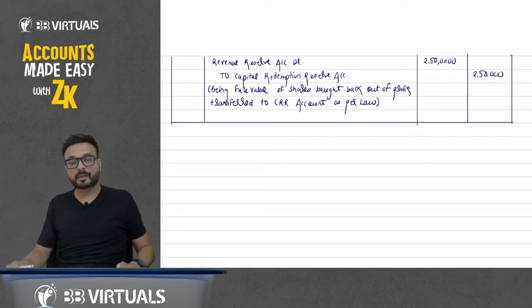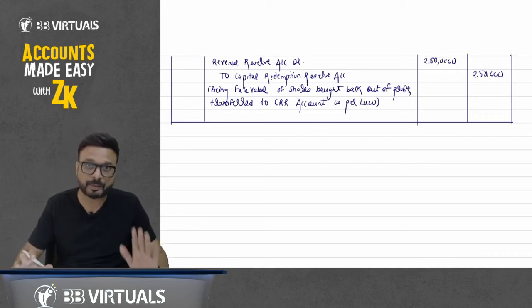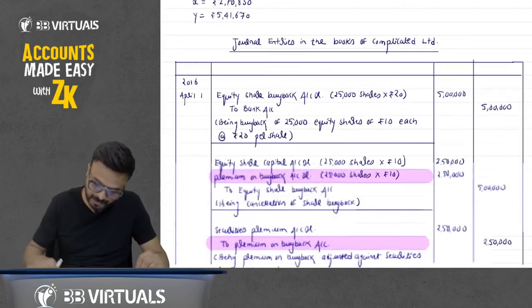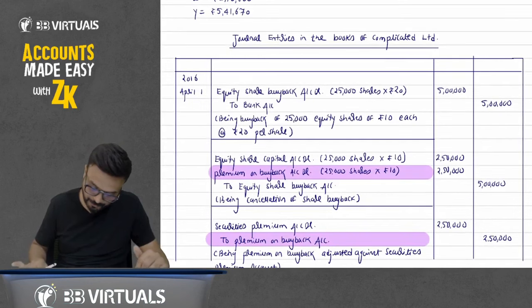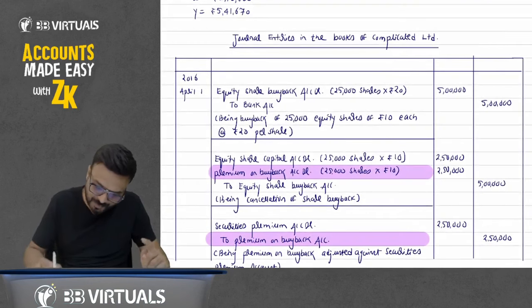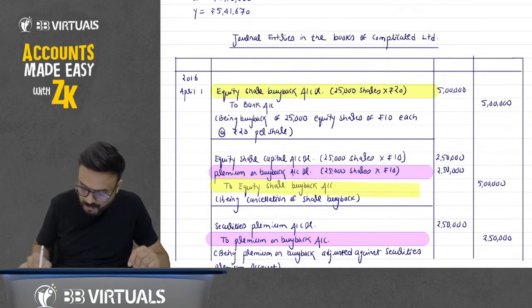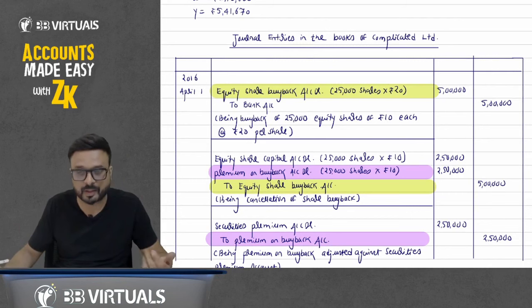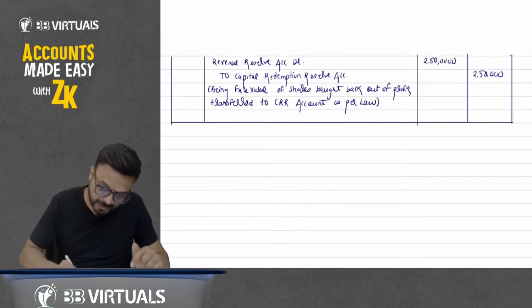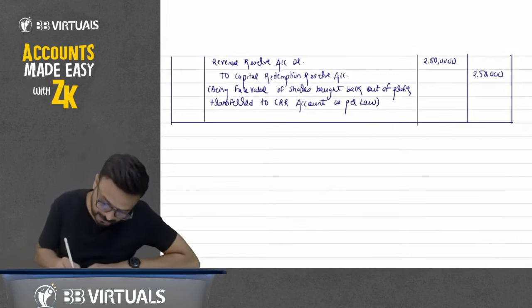Okay. Now you have passed the journal entries. Now we have to prepare the balance sheet. So here this equity share buyback account also gets cancelled. You have debited equity share buyback account, and then you have credited equity share buyback account. That also is cancelled. Okay. Now we have to prepare the balance sheet. So write down here balance sheet.